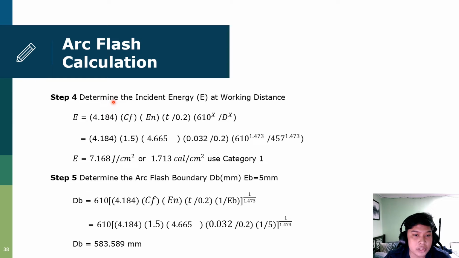In step 4, we determine the incident energy E at working distance. So this is the formula. Substituting the variables again, we have the final result of 7.168 joule per square centimeter, or 1.713 calorie per square centimeter. In step 5, we determine the arc flash boundary dB in millimeter. The value of EB is 5 joules per square centimeter. So this is the formula for dB. Substituting the variables we already have, we have the final answer of 583.589 millimeter.